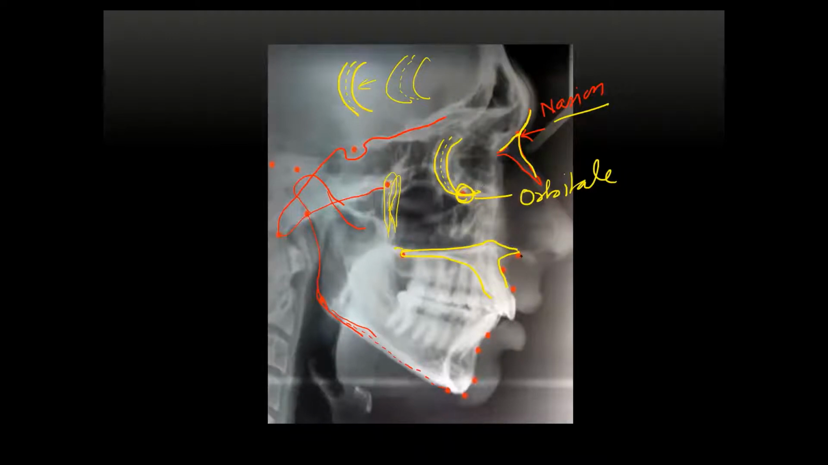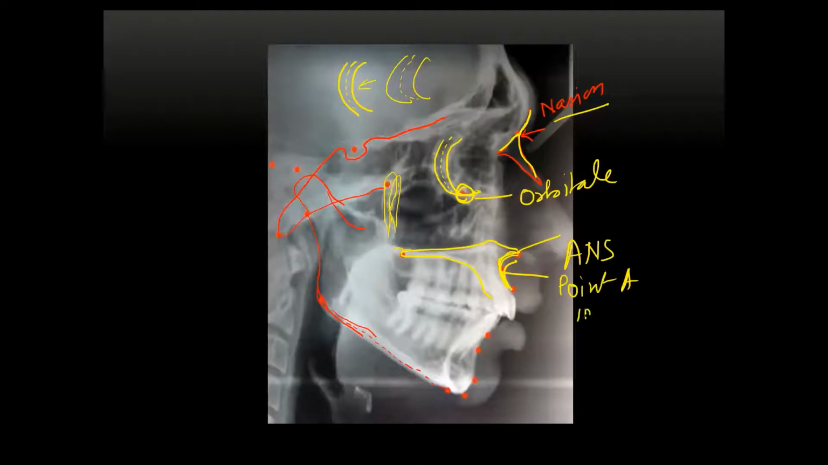So this is orbitale. The tip of the maxilla is the anterior nasal spine, ANS. After the anterior nasal spine, you draw the anterior border of the maxilla which is visible, and the deepest point here is called point A. Point A.